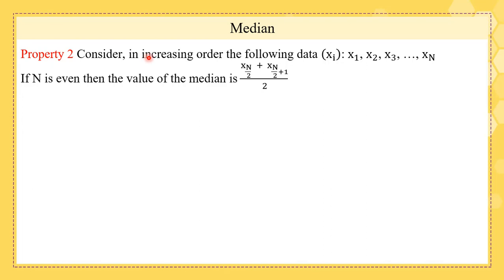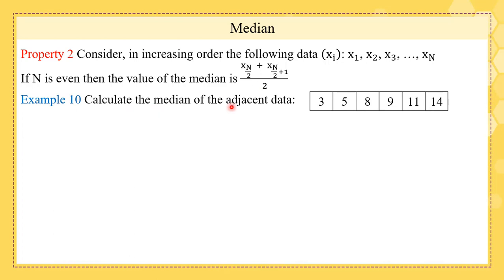Property 2. Consider in increasing order the following data, x1, x2, etc., xn. If n is even, then the value of the median is (xn over 2 plus xn over 2 plus 1) over 2. Example, calculate the median of the adjacent data 3, 5, 8, 9, 11, 14. We have here 6 values.